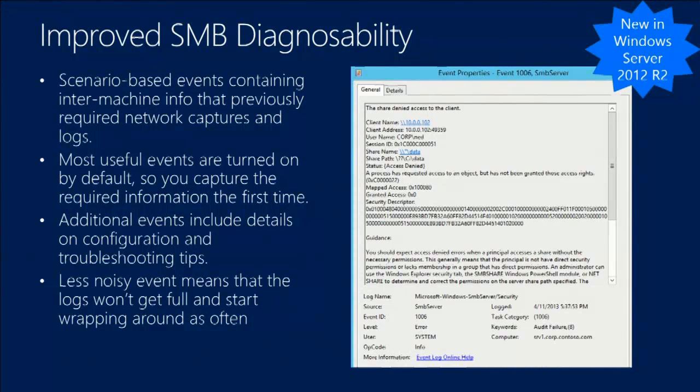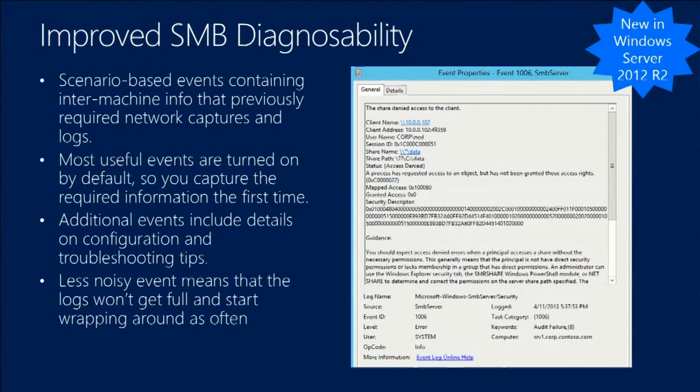The typical situation is you're using this stuff, something doesn't work, and you find yourself trying to figure out what went wrong, right? In SMB, we did a lot of work in this release to improve our events. This is a sample event. This is an access denied error. In order to use Hyper-V over SMB, you have to grant access to the nodes of the cluster. If you don't, when you try to access, you get an access denied error.